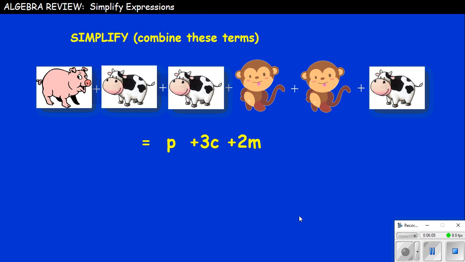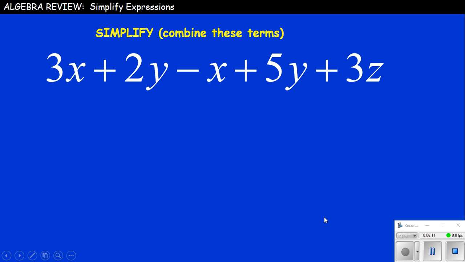Okay, so let's take the pictures out of this and look at this from a math perspective, which the problem would look like this. Okay, and now we're going to add the animals, or in this case, variables that go together. We try to do this alphabetically, so we're going to start with our x's. Your Algebra 1 teacher probably taught you to underline the like terms. For example, 3x minus x. These go together. 3x minus x is like 3 cows minus a cow. That'll give us 2 of them, 2x.